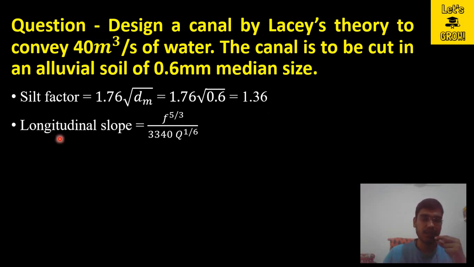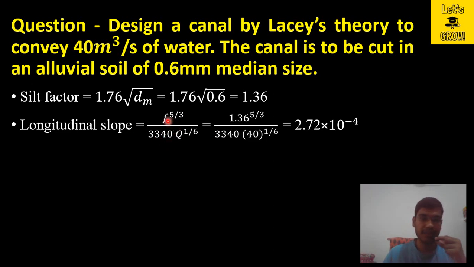Now we will calculate the longitudinal slope of the channel. The longitudinal slope can be calculated using this formula: f raised to the power 5 by 3 divided by 3340 into q raised to the power 1 by 6. So here the value of f, that is silt factor, is equal to 1.36, and q, discharge, is given as 40 meter cube per second. If you calculate this, the slope of the channel comes out to be 2.72 into 10 raised to the power minus 4.